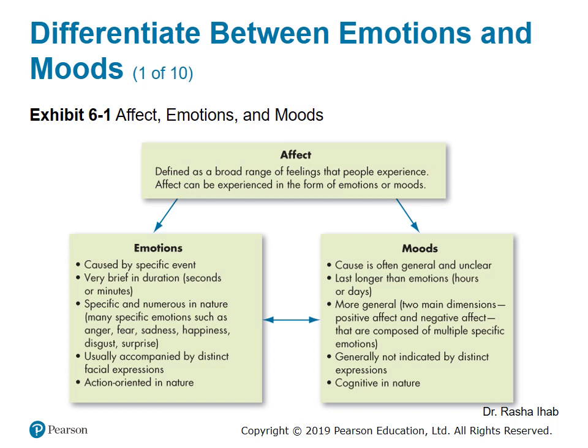The mood has two main dimensions, which are positive affect, this is the good mood, or negative affect, this is the bad mood. And each one of these is composed of multiple emotions. So the good mood might be happiness, surprise, and so on. And the bad mood is anger, sadness, and so on.